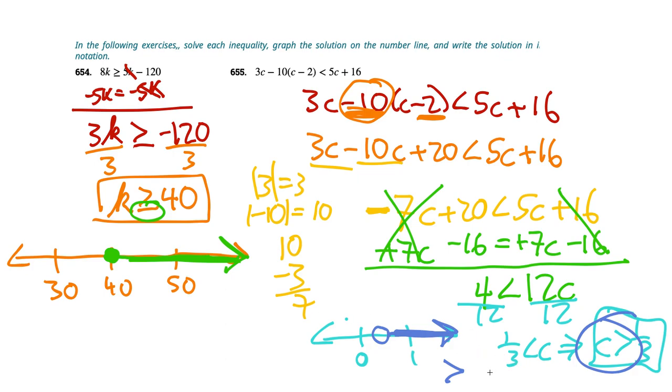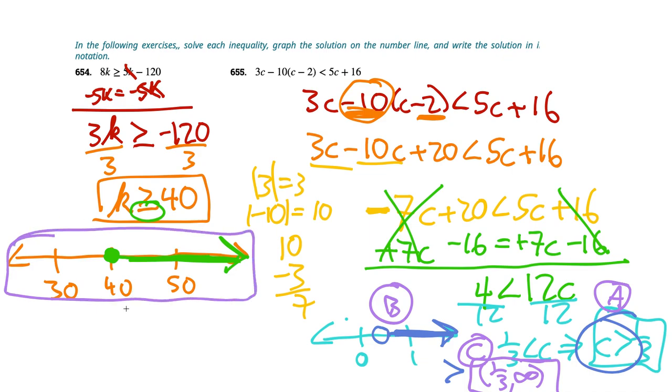Interval notation. Okay, since it doesn't include 1/3, I'm going to write this in a lavender or purple. It's going to be 1/3, because we don't include it, comma infinity. I mean, it's going to go to the right forever. So this is part A, the solution. Part B is the number line. Part C is interval notation.